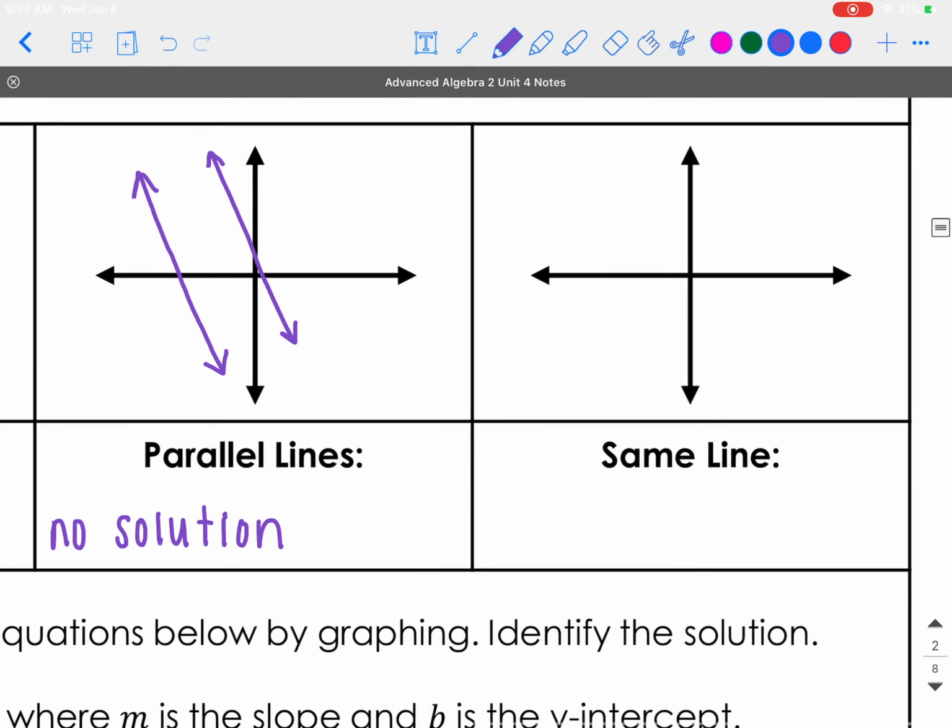Then let's say that I give you two equations of a line, and those two equations are identical, which means they're the same line, which means that every single point would be a solution, literally every point. And that means that we have infinite solutions.